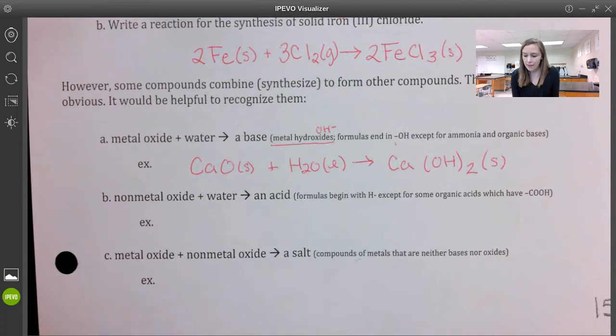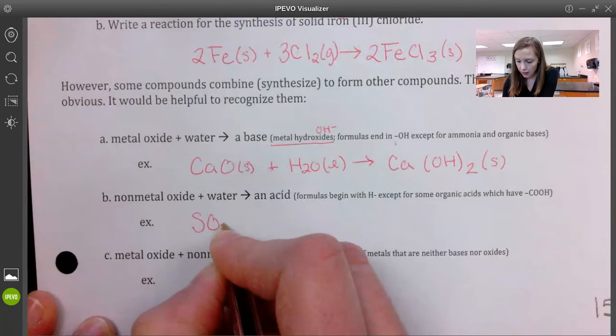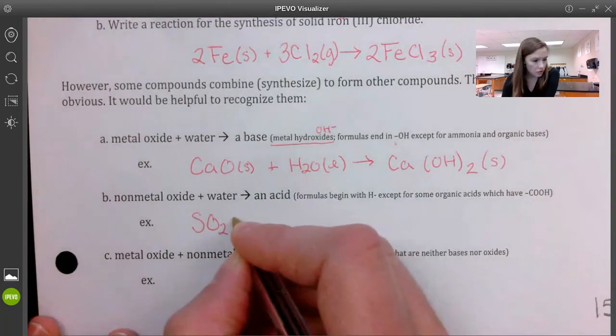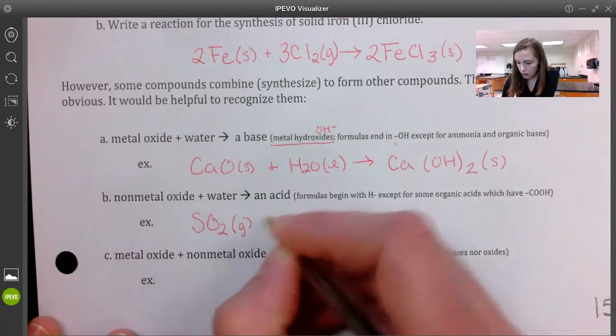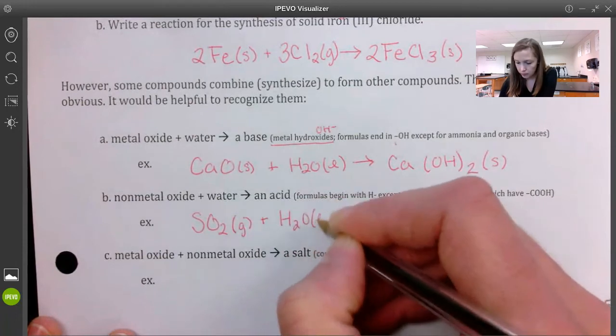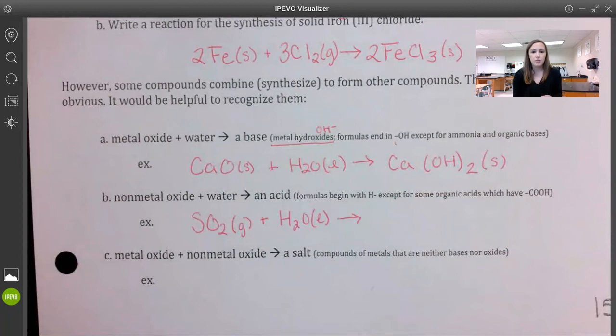For this next one, we have a non-metal oxide that's going to be reacting with water. So similar, except here we're going to be dealing with a non-metal. So here I have sulfur dioxide. So we have a non-metal with oxygen. It's going to react with, and this is usually going to be in the gas state, H2O. All right, so here we're going to make an acid, which is going to be formulas that begin with hydrogen, except for some organic acids where you'll see this COOH, which we won't get to till later on.